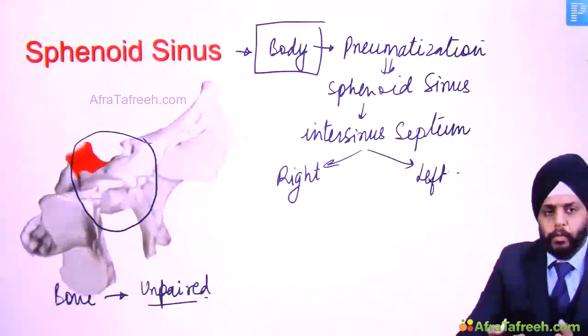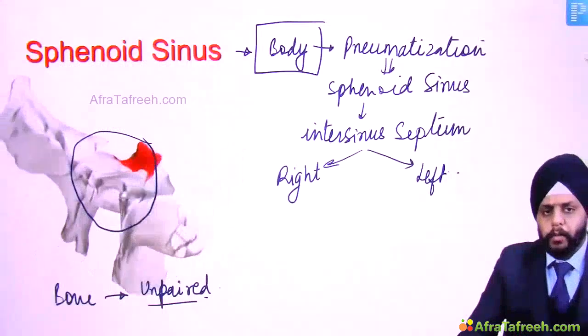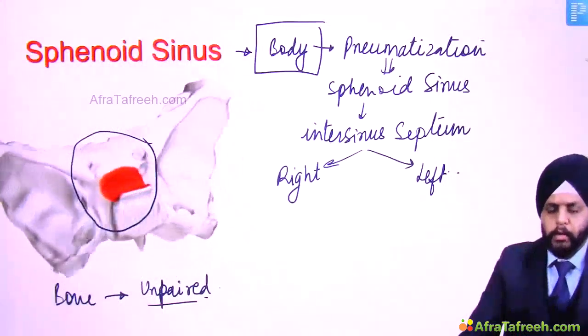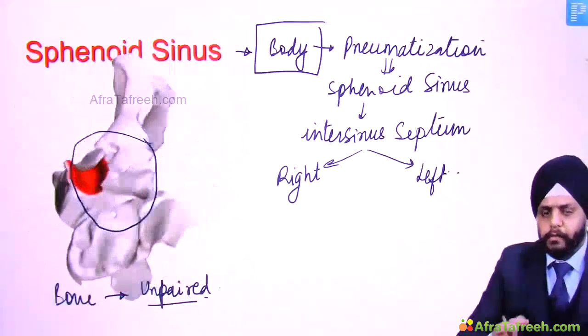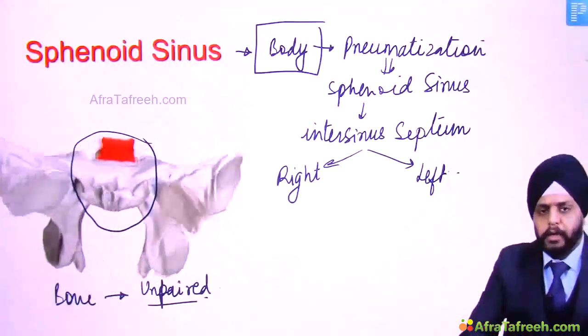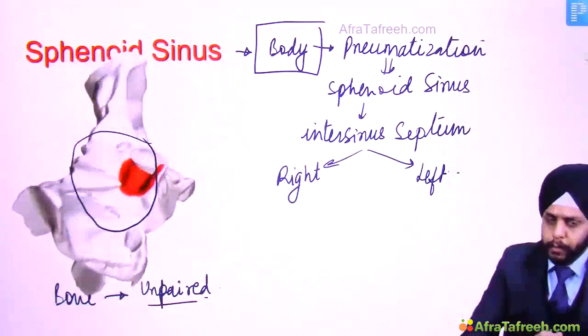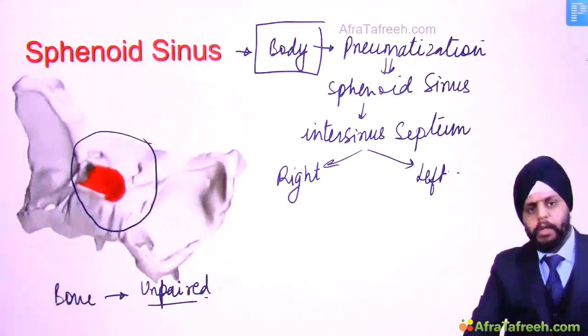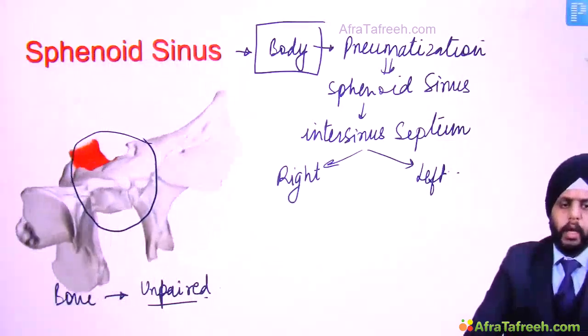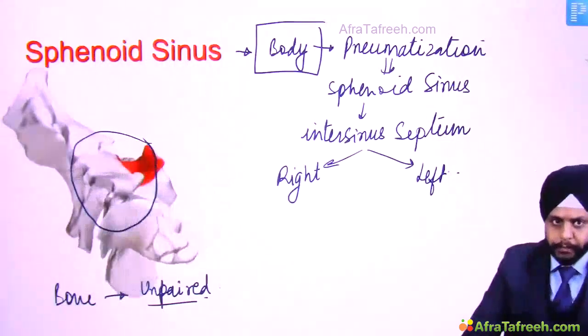Okay, so there is one bone known as the sphenoid bone. It's an unpaired bone. But we have two sinuses, two sphenoid sinuses, right and left. That is because of the intersinus septum. Now, when does this sphenoid sinus start developing?